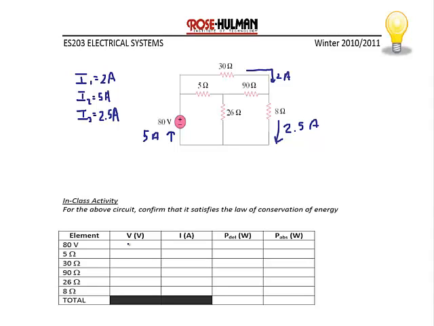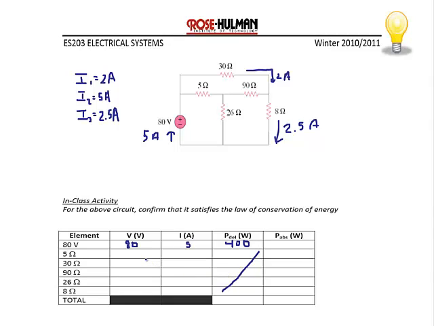There's only one source, so we know it must deliver power, but we'll write it down. So we had an 80 volt source that has 5 amps flowing through it, and that must deliver 400 watts. Everything else is a resistor, so they all must absorb power.